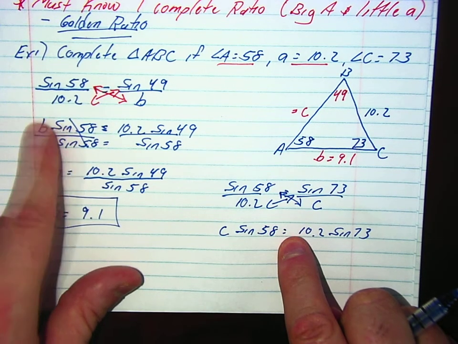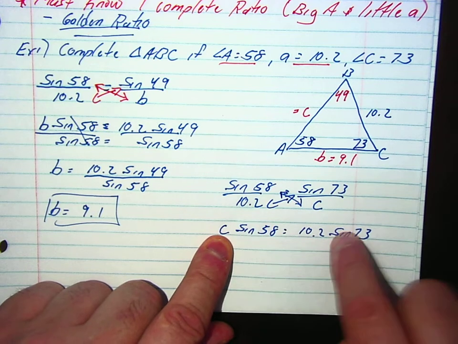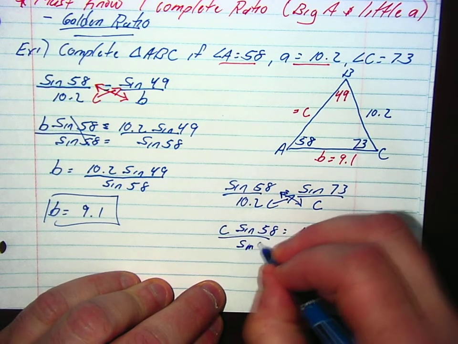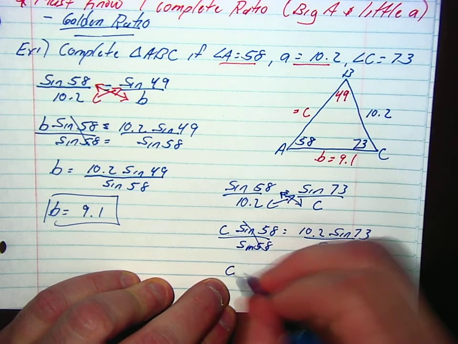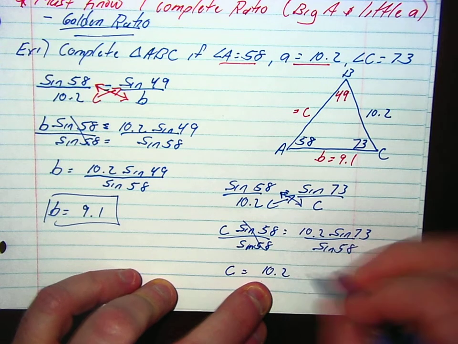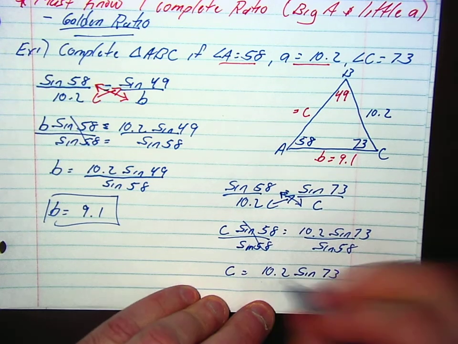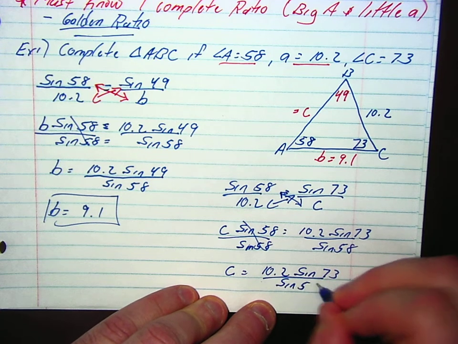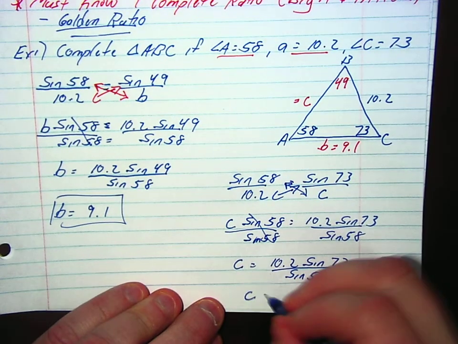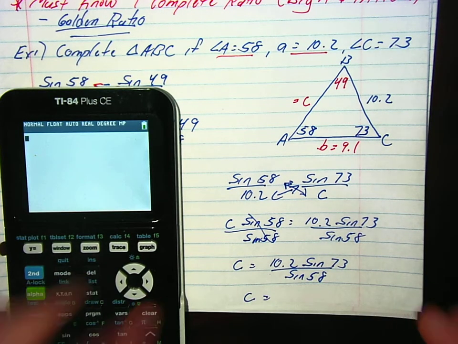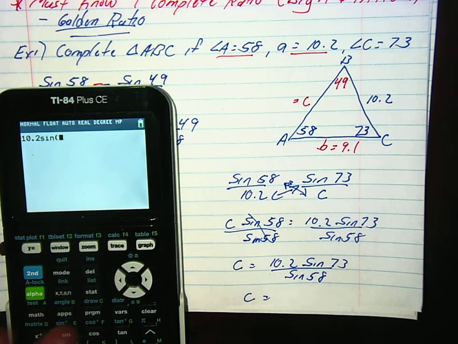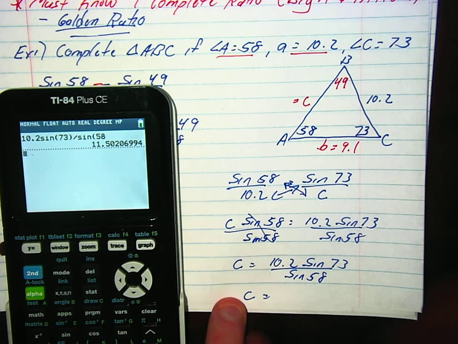Now you're going to do exactly the same thing you did over here. To get little c by itself, I've got to divide that away. So divide by the sine of 58 on both sides. That cancels. And c will be equal to whatever 10.2 times the sine of 73 divided by the sine of 58 is. And now we just go to the calculator, and again, be careful that you don't put it in wrong. So what do we got here? Let's see. 10.2 times the sine of 73. I'm going to end the parenthesis, divided by the sine of 58, and that is the final answer, 11.5.